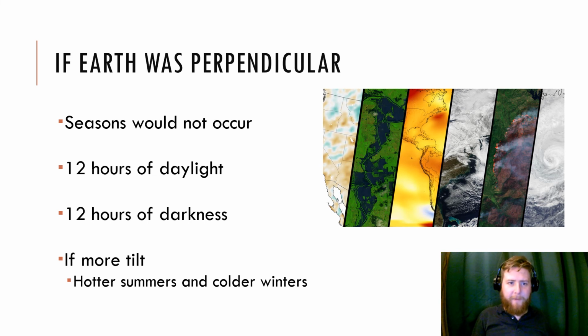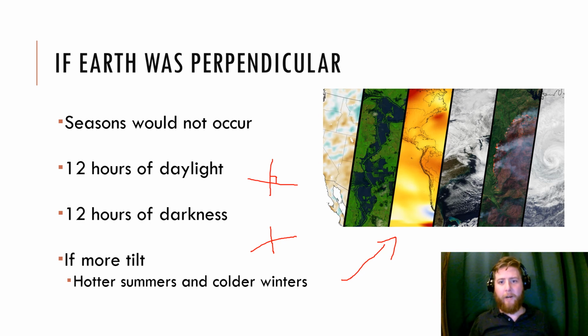If the Earth was perpendicular, if our axis was like this, where we're at a nice right angle, we wouldn't have any seasons. We would have 12 hours of daylight, and we would have 12 hours of darkness. If we had more tilt, if the Earth was something crazy like this instead, we would have hotter summers and colder winters. And so we would have a lot more extreme weather. We would have a lot more droughts, a lot more floods, hurricanes, tornadoes, you name it, we'd have it. So we like that 23.4. That's about that really nice Goldilocks zone.